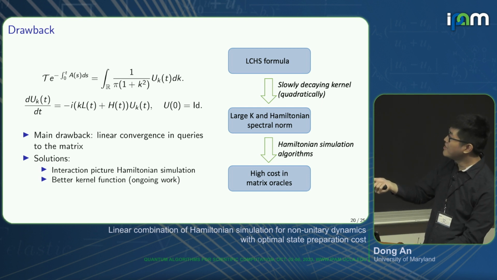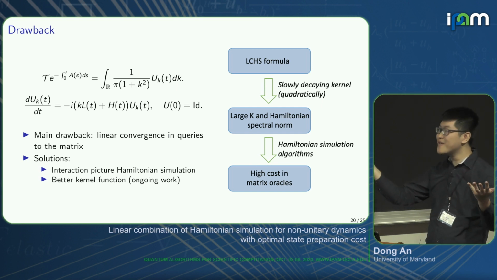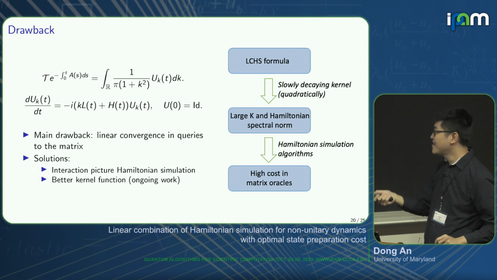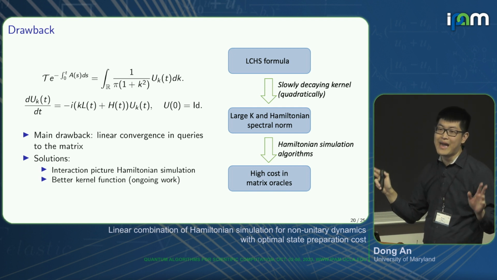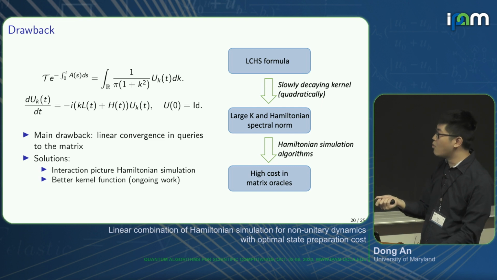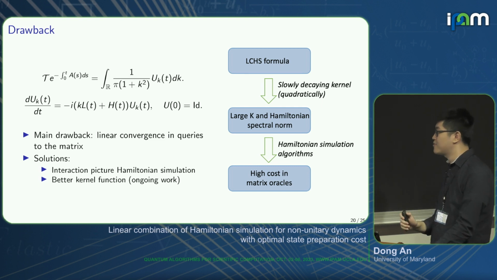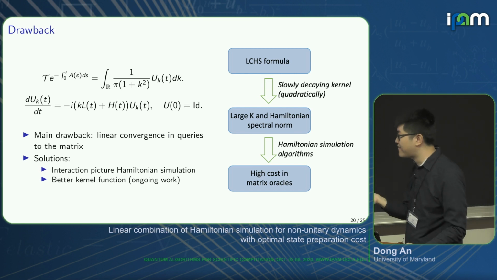So for example, if we cut here, then we can try to design some better kernel function, right? If my kernel function is better, then I do not need a large value of k, and then I can achieve some high order convergence. This is one of our ongoing works, so I don't have time to talk about that today, but I would be happy to discuss this offline.